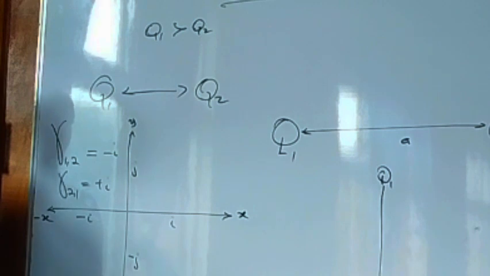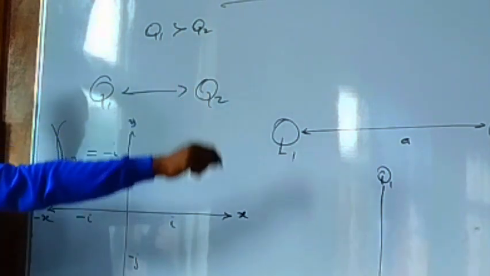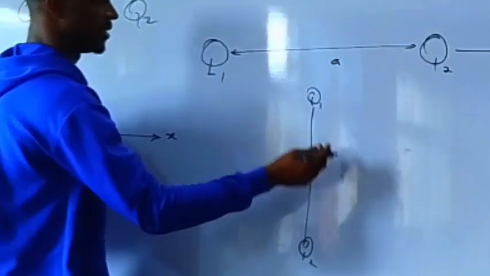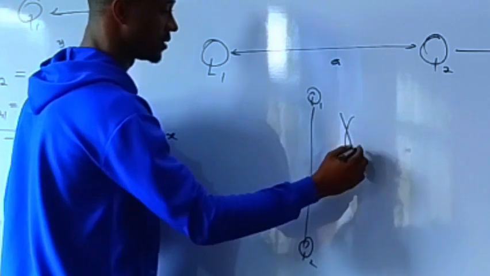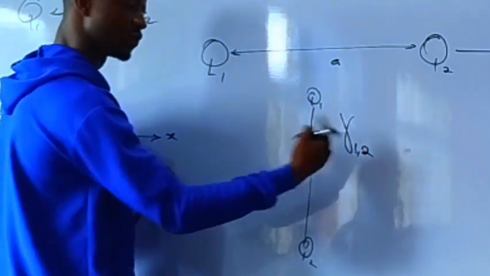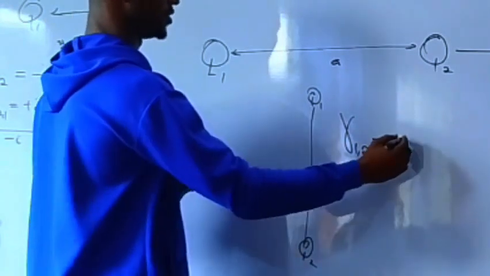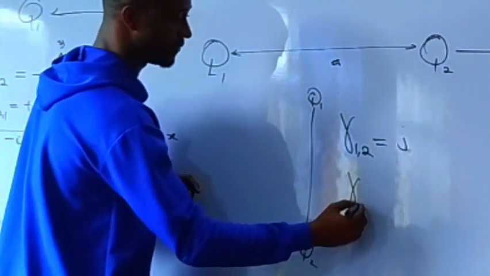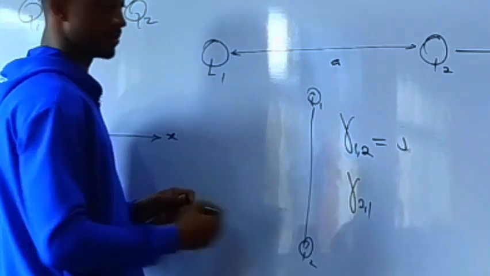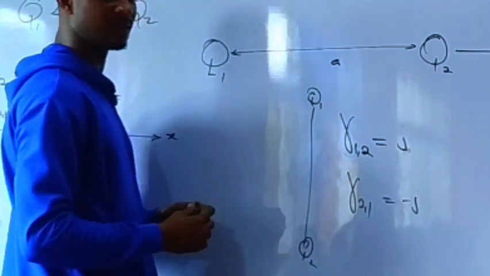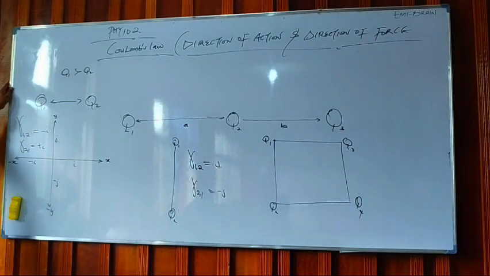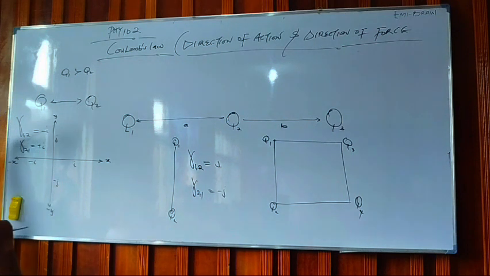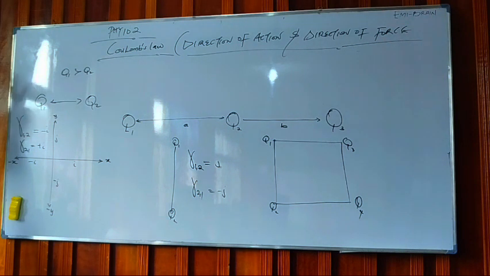That is for the horizontal components. But for the vertical components, the direction of action on charge 1 is arrow 1, 2, meaning from 2 to 1, which is J. What about that of 2, 1? Minus J. Do you understand this now? This is the first basic thing you need to understand when it comes to direction of action and direction of force. Are you following me? Am I communicating?